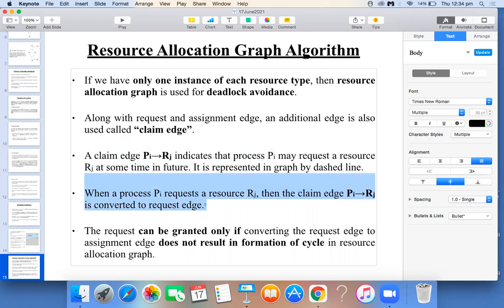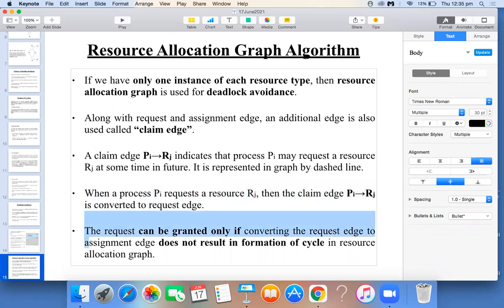When a process Pi requests the resource Rj, then we are converting that claim edge into a request edge. That is what the fourth point says. The dashed line, we convert it and draw it as a solid line. We call that a request edge, that's all. If there are dashed lines, it is a claim edge; if there are solid lines, it is a request edge. Okay, right.